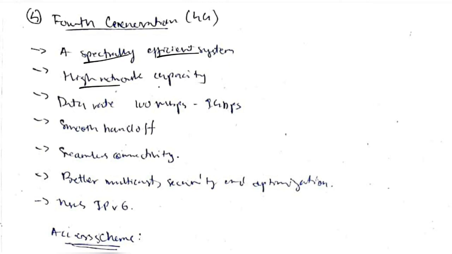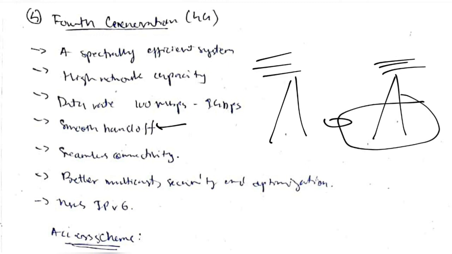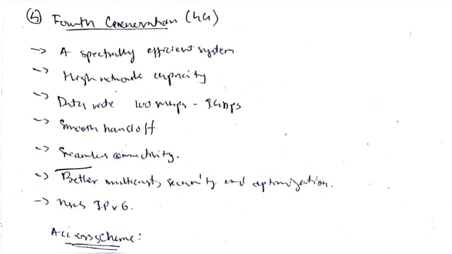And coming to the current generation, the fourth generation, it's a spectrally efficient system with high network capacity. The data rate can vary from 100 Mbps to 1 Gbps, and it has smooth handoff. Smooth handoff means while transferring from one network to another, if this is one base station and this is another base station, and you have moved out of this range, the connection will not break suddenly. When the new connection is successfully made, at that time the old one will be broken. That is smooth handoff.